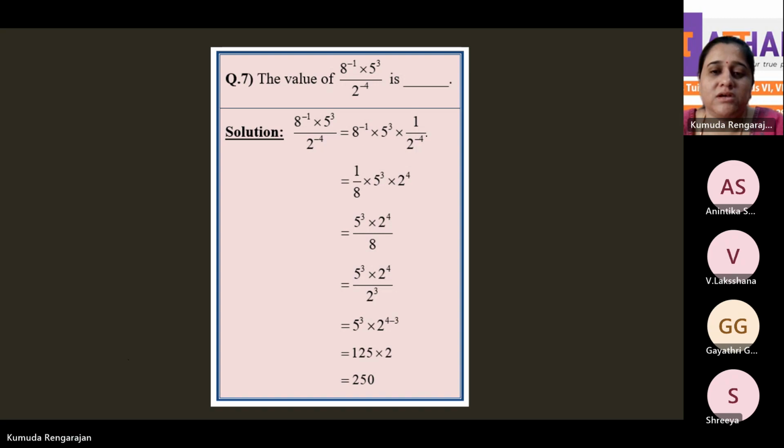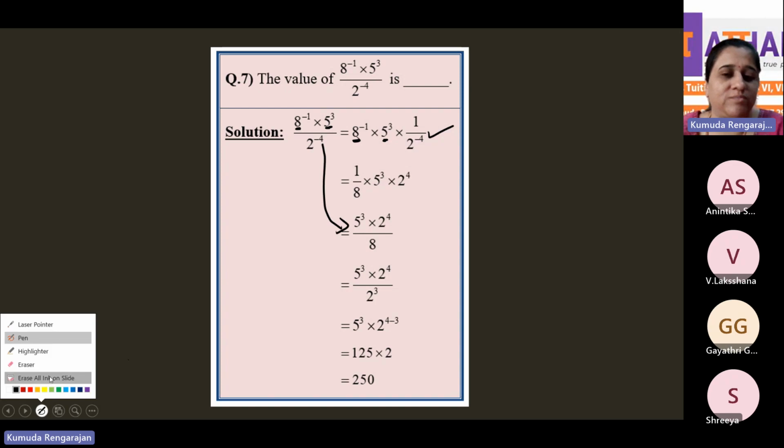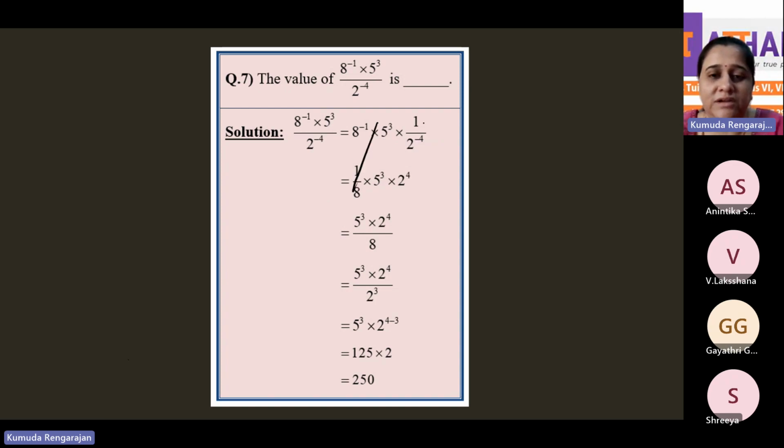So see, these steps are just to make it student friendly. Here I've first written that this is in the numerator. This is also in the numerator. Actually, from this step, you can write this straight away. You don't have to show these two steps. From this, you can directly write this. I'll tell you how.